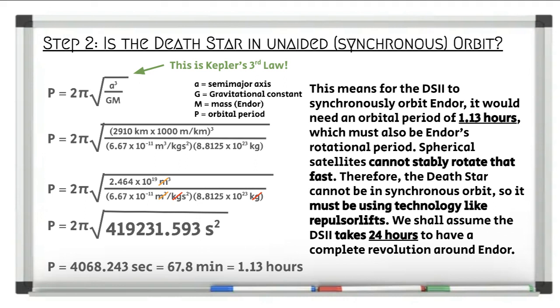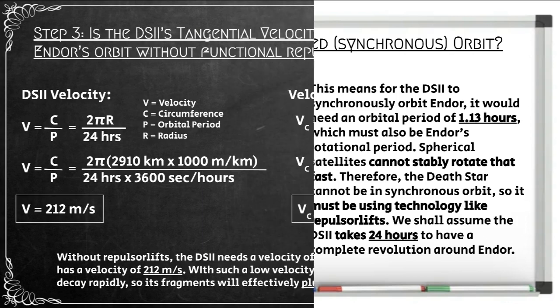According to Kepler's third law for a satellite in unaided orbit, the orbital period equals 2 pi times the square root of the orbital radius, or semi-major axis in this case, cubed over the gravitational constant times the larger object's mass. Using this equation, we find the orbital period of the DS2 would have to be 1.13 hours if it used no repulsor lifts. This would also have to be Endor's rotational period, as the same part of Endor is always facing the Death Star, and no spherical satellite can stably rotate that fast. Therefore, the Death Star must be using repulsor lifts. We'll assume that orbital period is 1 Earth day, 24 hours, because Endor seems to have a 24-hour day.